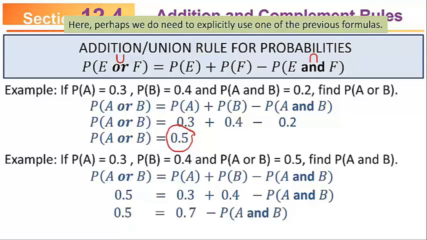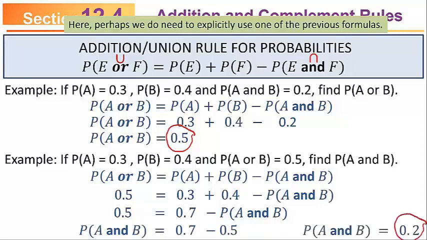0.3 plus 0.4 is 0.7. If you move the negative probability to the left and move the 0.5 to the other side, making it negative, you'll end up finding that the probability of A and B is 0.7 minus 0.5, which is 0.2. These are both examples where using the addition or union rule for probabilities is the most straightforward way to solve the problem.